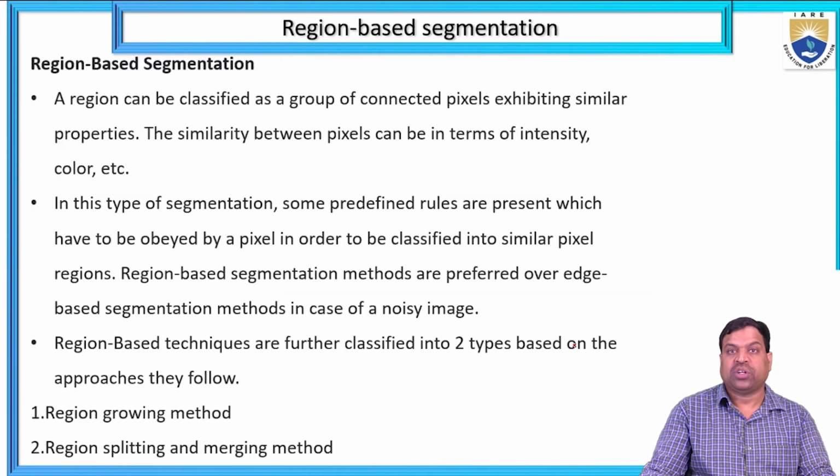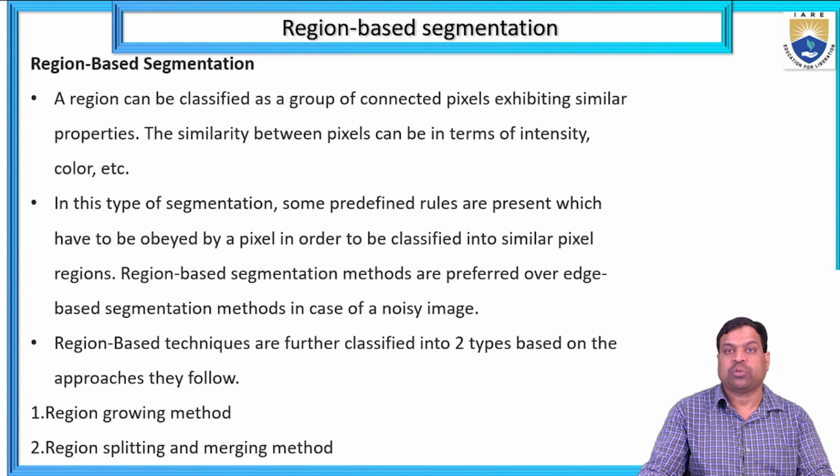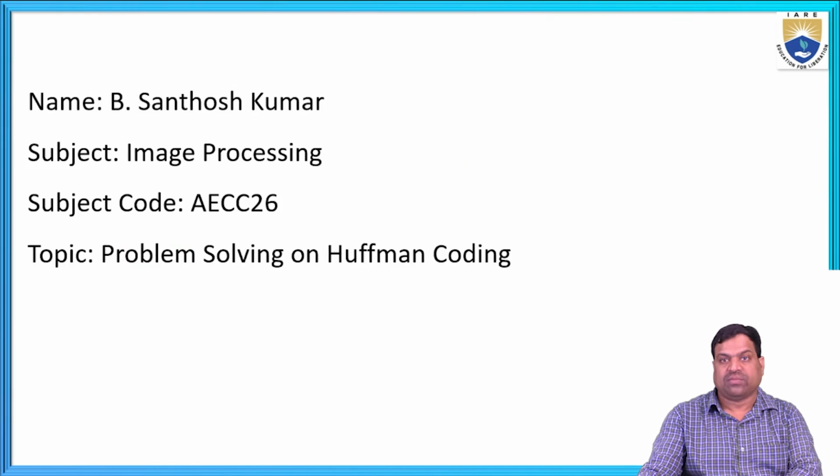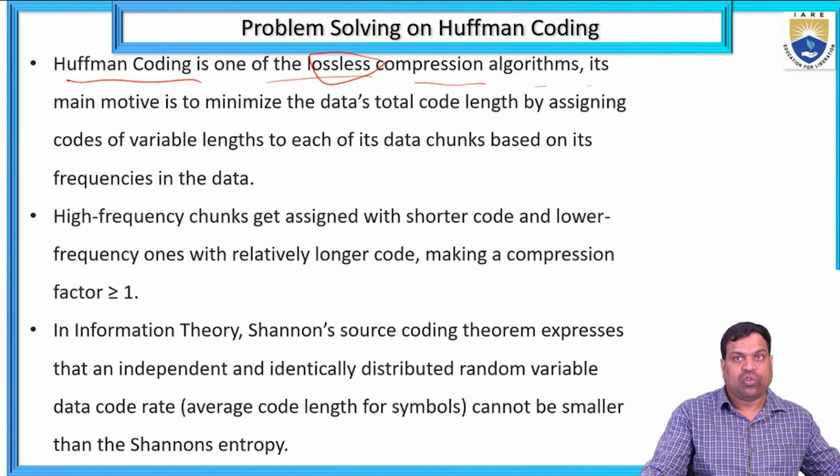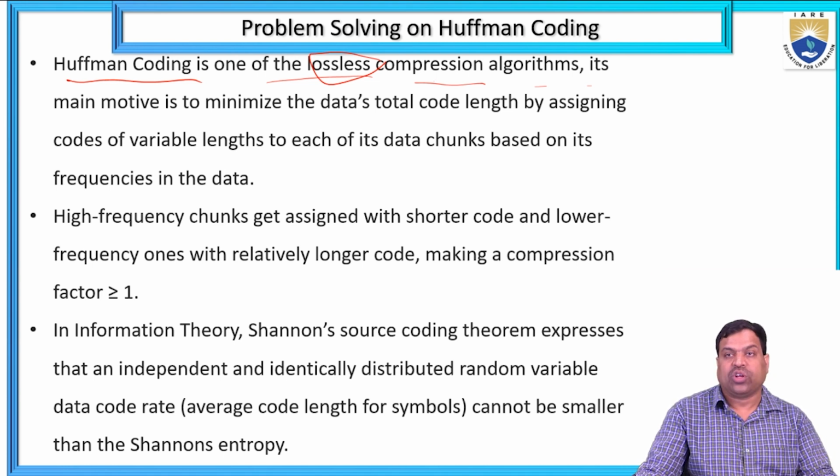Region based segmentation is where a region can be classified into a group of connected pixels that exhibit similar properties. This similarity between pixels can be in terms of intensity or color. In this type of segmentation, some predefined rules are present which have to be obeyed by pixels in order to be classified into similar pixels. The region based techniques are further classified into two types: the region growing method and the region splitting method.